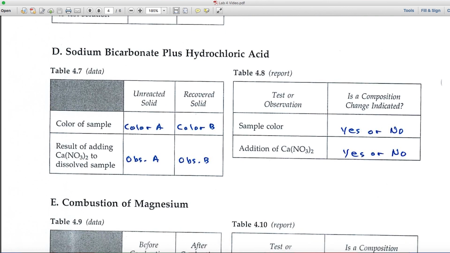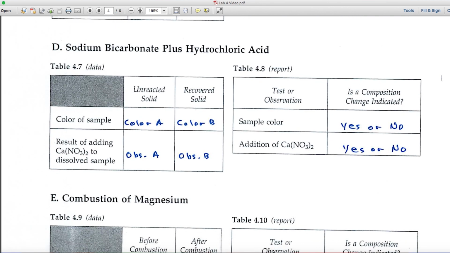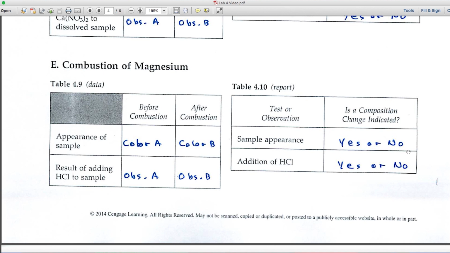consistently. Part D is sodium bicarbonate plus hydrochloric acid. Two tests of the unreacted and the recovered. And again, the same process. Part E, combustion of magnesium. And we're looking at the sample of magnesium before combustion and the material that's left when we're all finished.